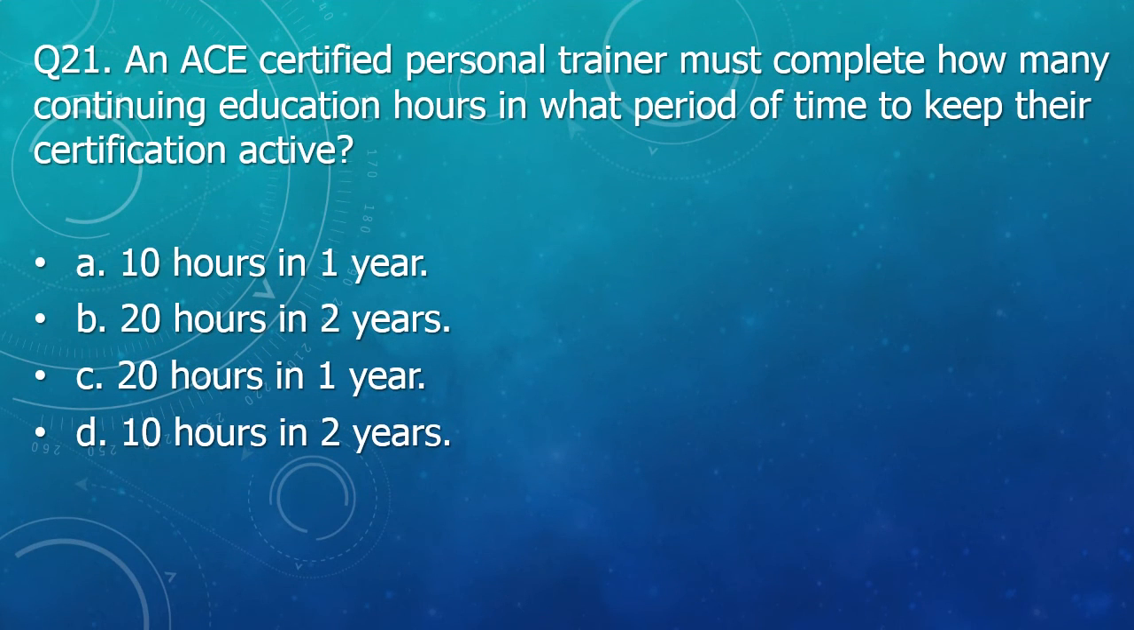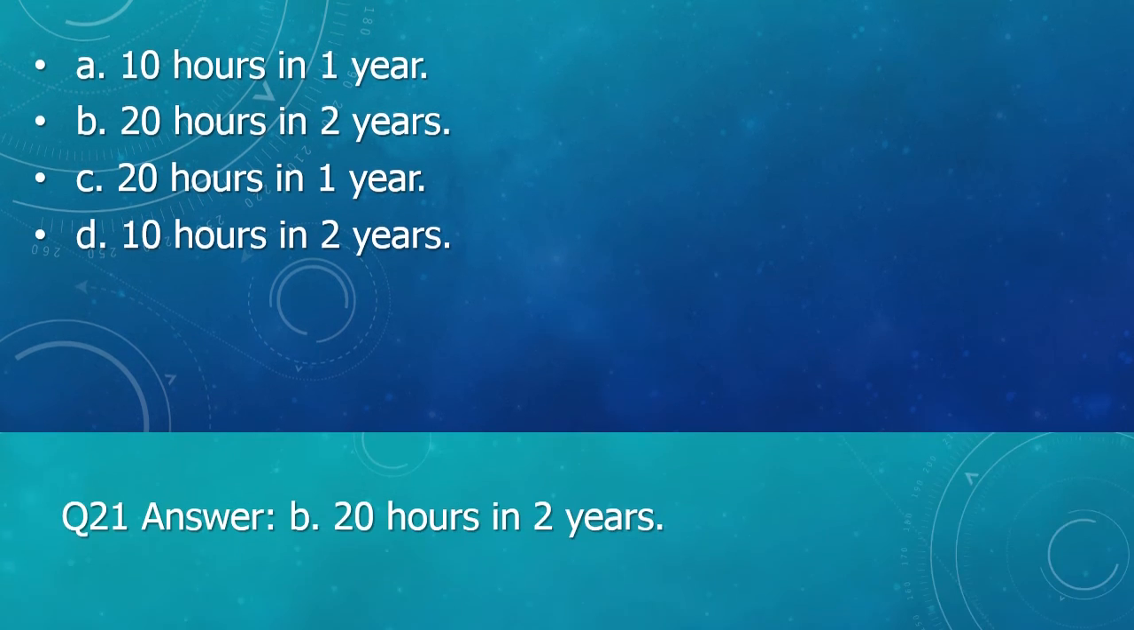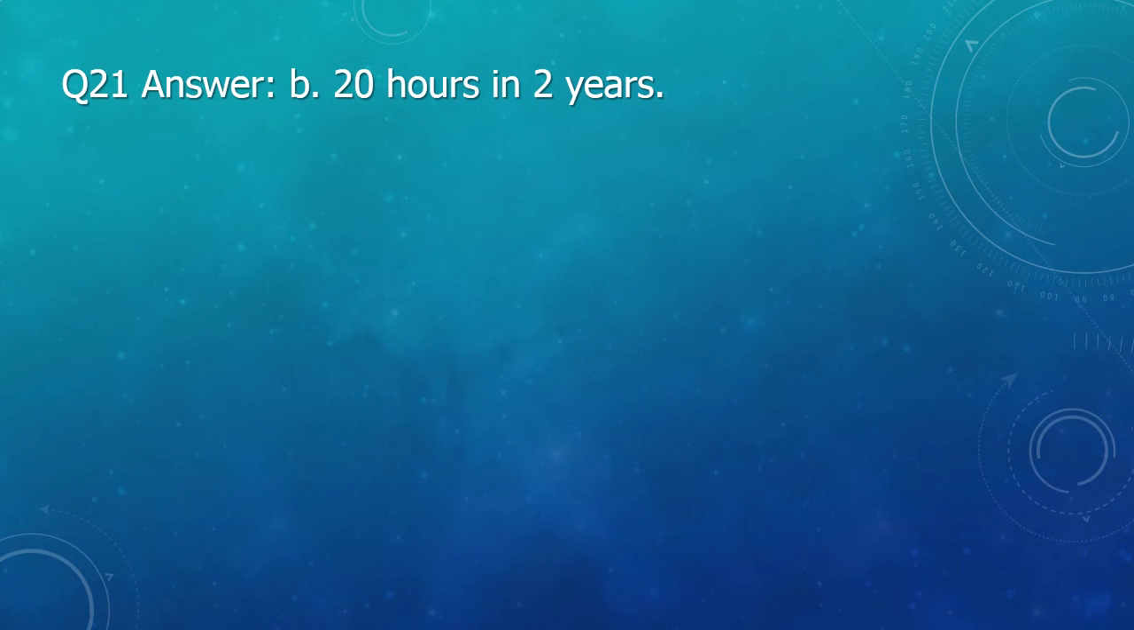Question 21. An ACE-certified personal trainer must complete how many continuing education hours in what period of time to keep their certification active? A. 10 hours in 1 year. B. 20 hours in 2 years. C. 20 hours in 1 year. D. 10 hours in 2 years. Question 21. Answer B. 20 hours in 2 years.